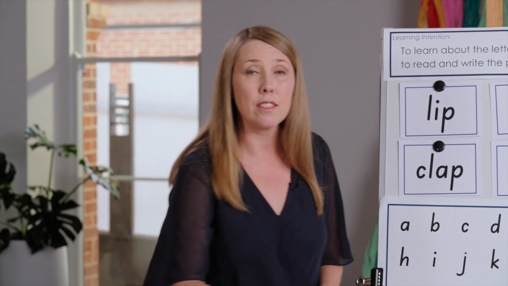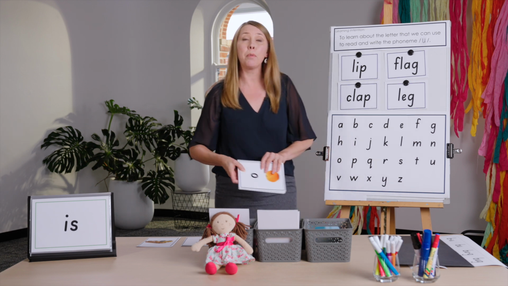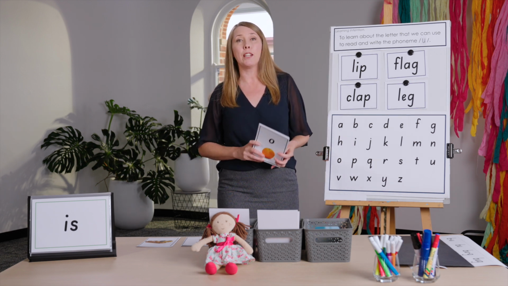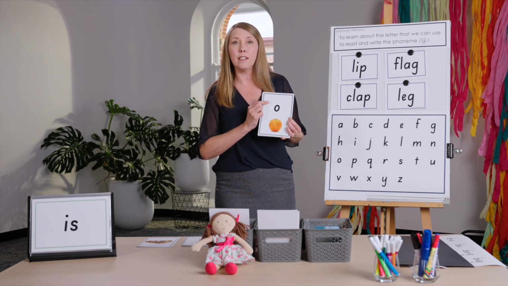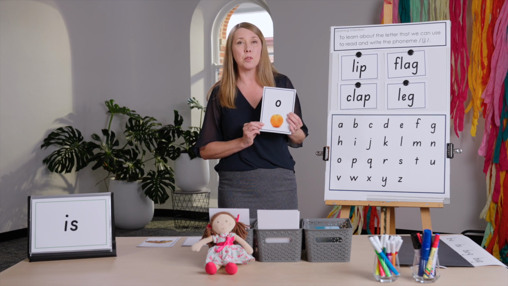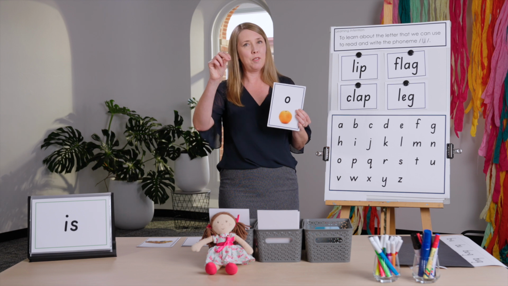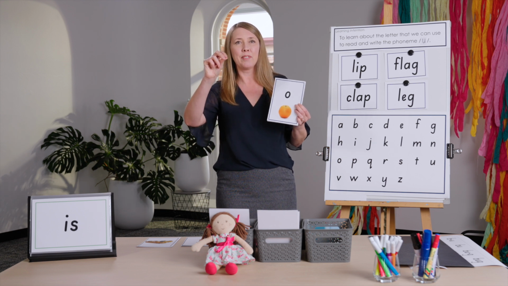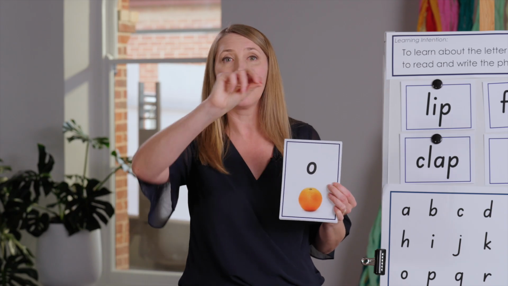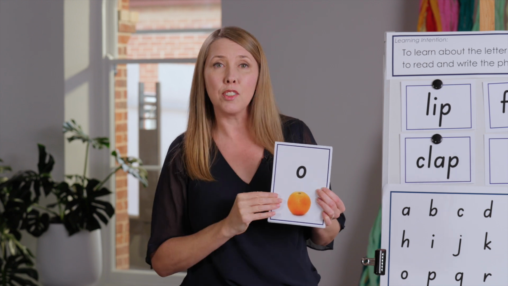Now it's time to do our skywriting. This is where we practice the graphemes that we have already learnt. Remember, we say the letter name and the keyword and also the phoneme as we're skywriting. So everybody standing up. Have you got your skywriting pencil ready? Excellent. Let's go. O, orange, O.